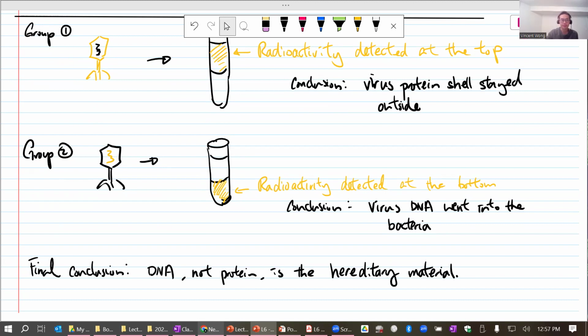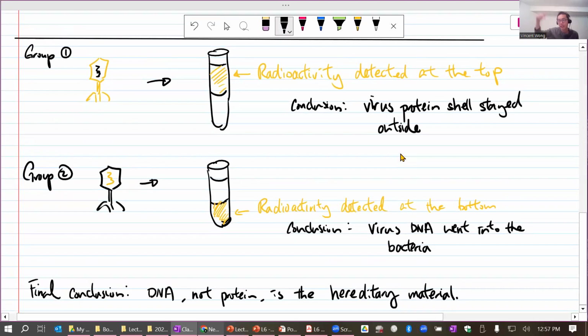Are we good? Vincent, so for the final conclusion where they said, okay, DNA is the hereditary material, is it because of the radioactivity, or what gave them the idea that it's DNA and not the protein? Okay, because the protein, as the experiment showed, never went into the bacteria, right? DNA went in. Before they did this, they knew whatever went into the bacteria is responsible for making more viruses.